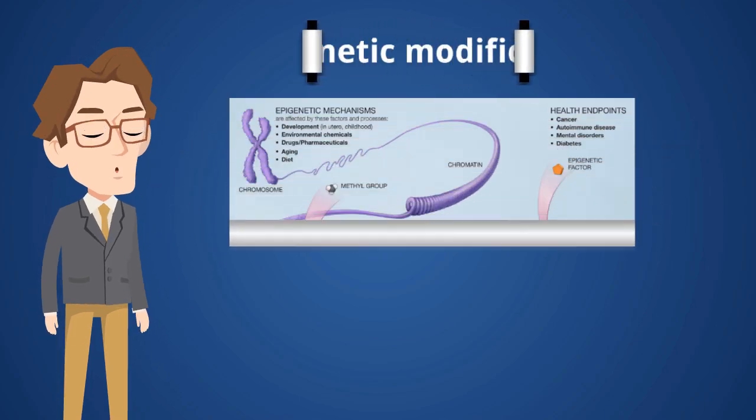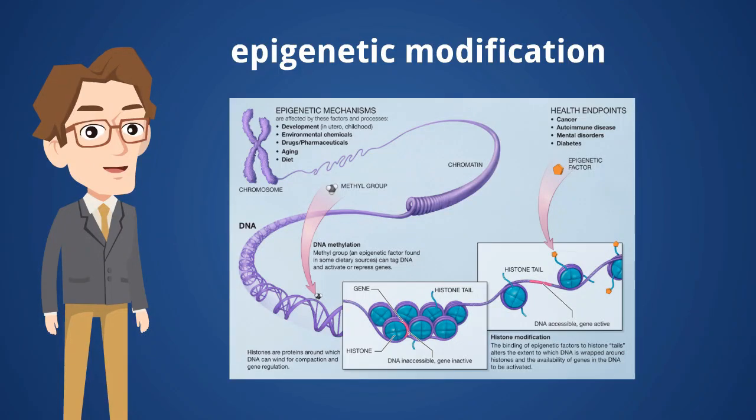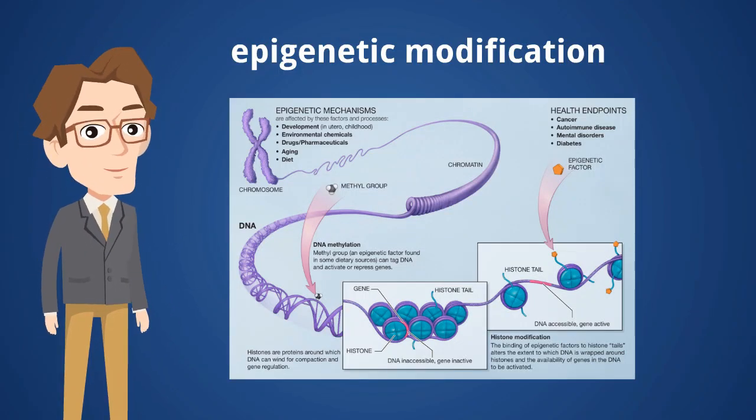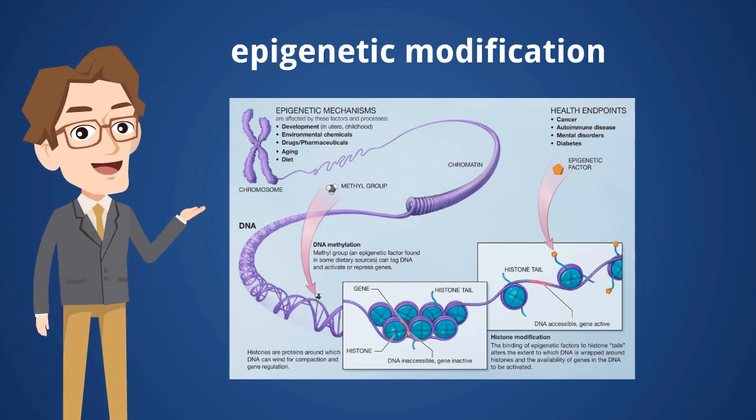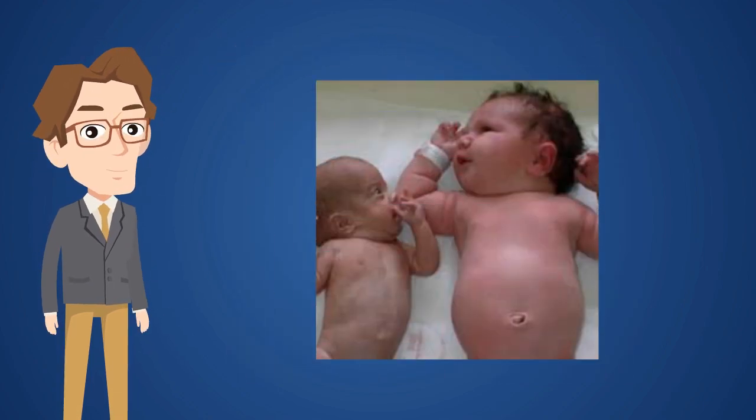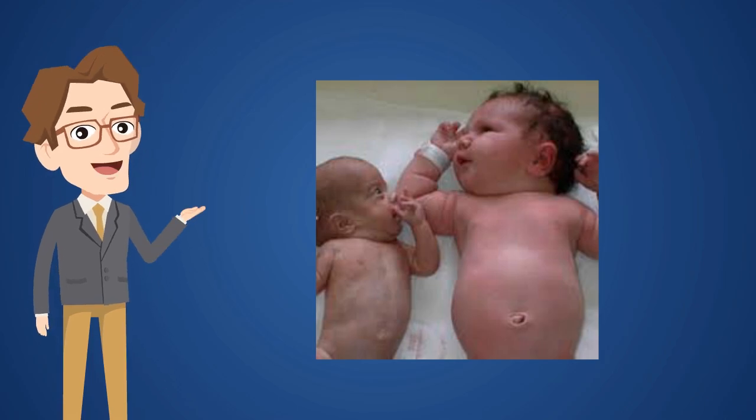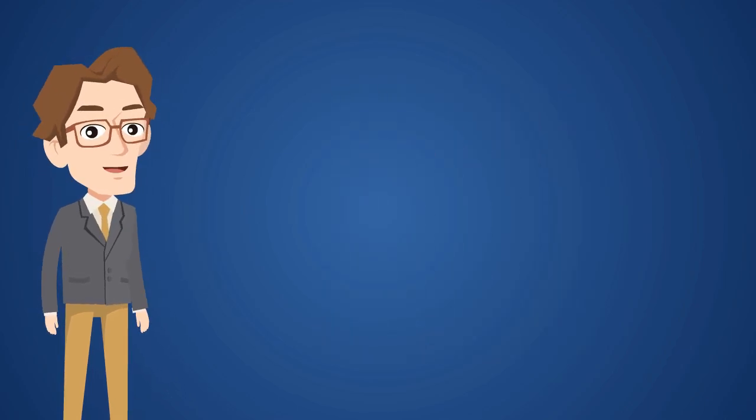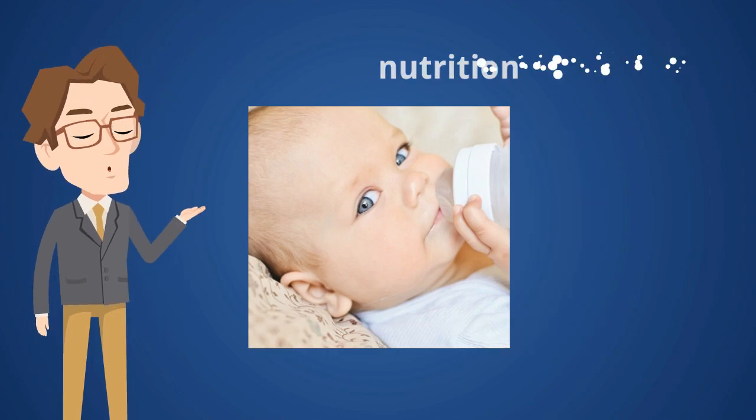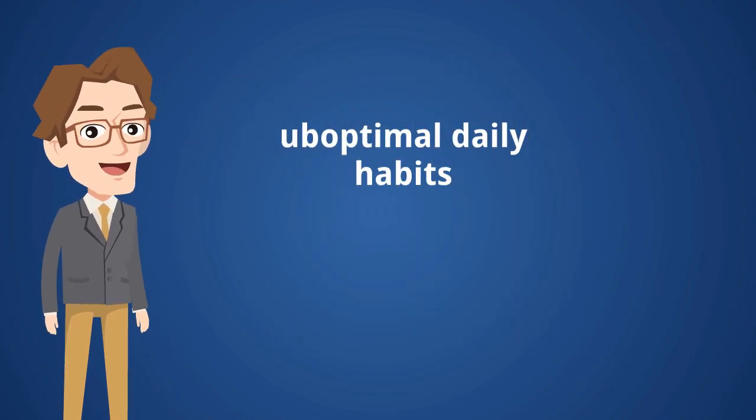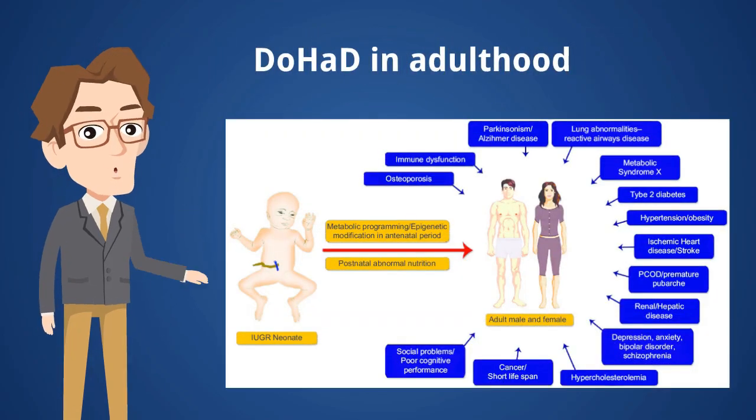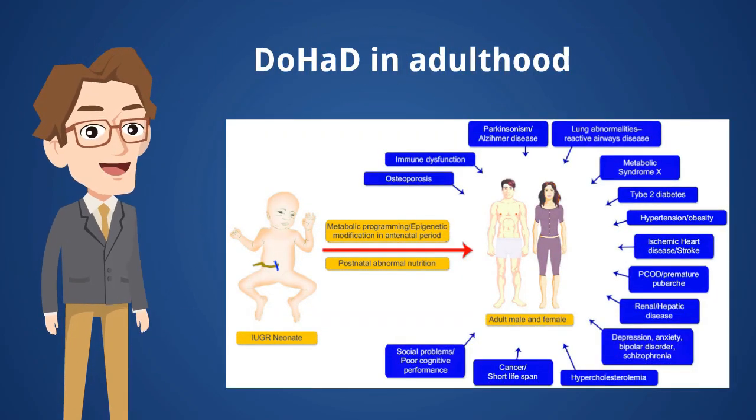These changes are called epigenetic modification, and these modifications take place during the critical time period of fetal growth, making them permanent or programmed in the genes of the fetus. These epigenetic modifications, with postnatal mismatch of nutrition, suboptimal daily habits, and the infant's genetics and epigenetics, make these IUGR neonates develop DOHaD in adulthood.